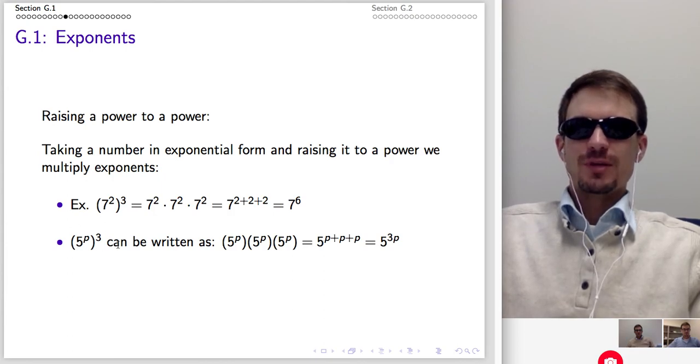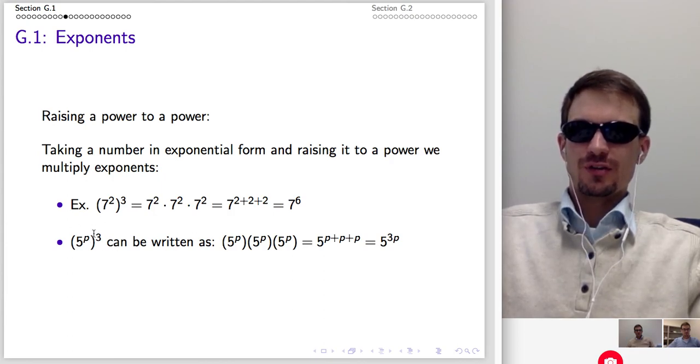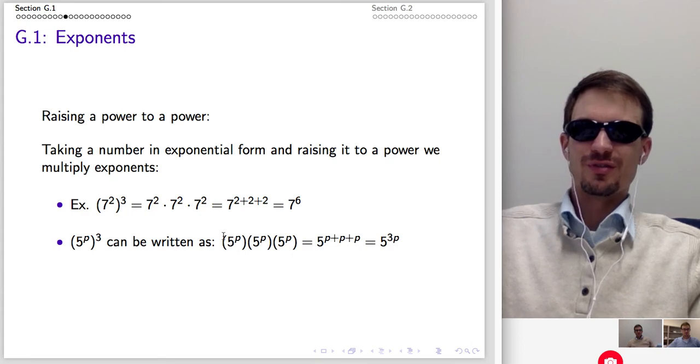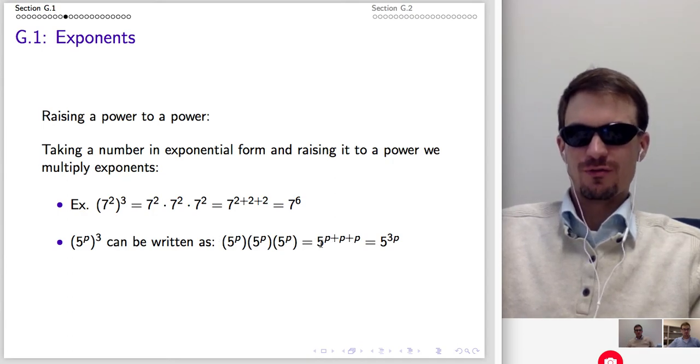Okay, and then 5 to the p to the third. Well, this third here tells us that I've got three 5 to the p terms that are multiplied by each other. They all have the same base, so I'm going to have 5 to the p plus p plus p, or 5 to the 3p.